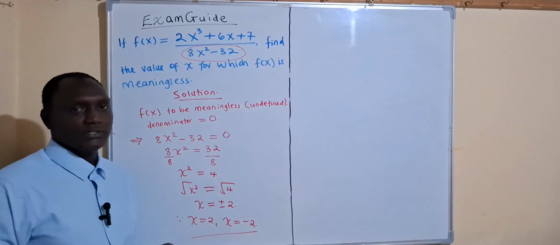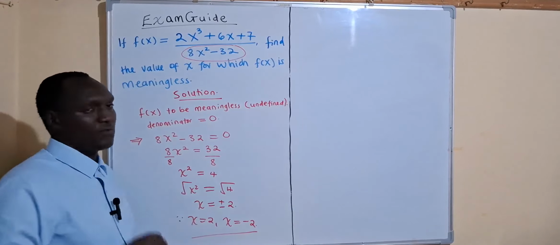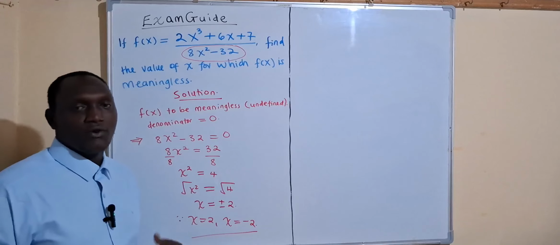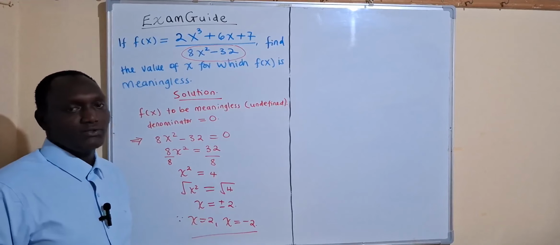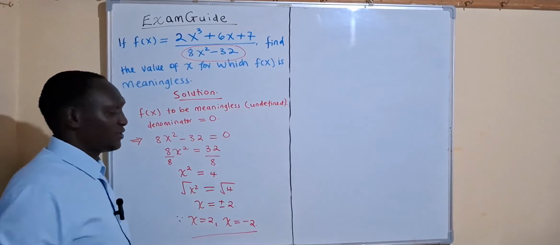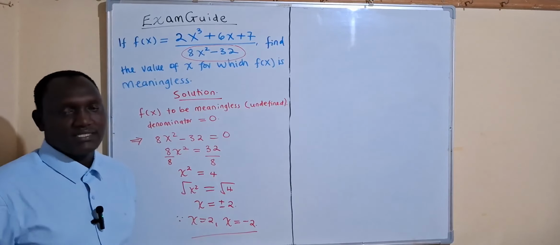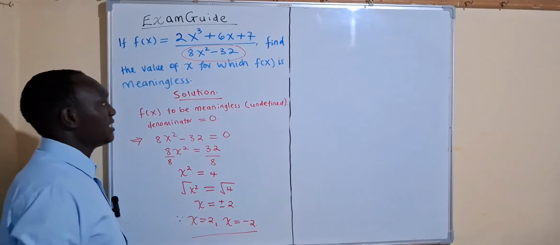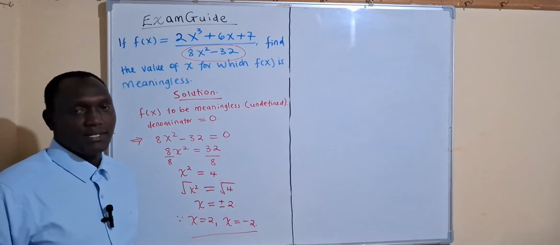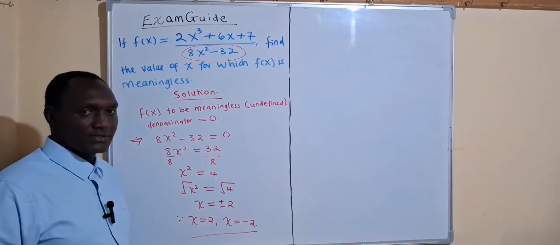So, in any question that you will find, if they are telling you to find the values of x for which a given function is undefined or for which it is meaningless, simply equate the denominator to 0. And then you look for the values of x. In some cases, you find that there are two values of x. In other cases, you find just a single value of x that makes the function meaningless. Please always present what your solution gives you. If it gives you two values, submit them. If it gives you one value, submit it.